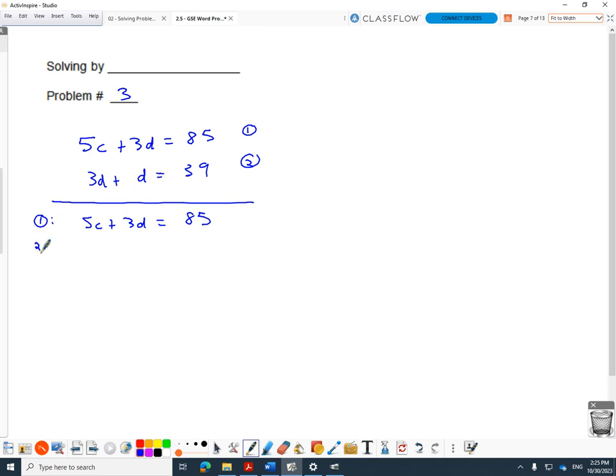Negative is a good choice. I'm going to multiply the second equation by, what's it going to take to match up the D's? Times 3 is really good. Then it'll be 3D and 3D. Negative 3, yeah, it's good. Negative 9C minus 3D.